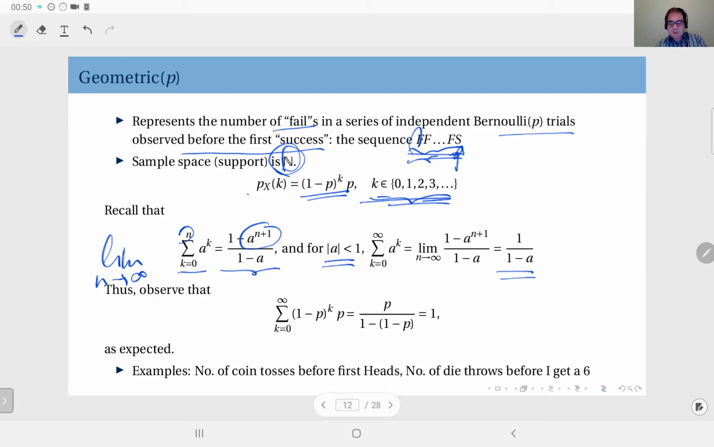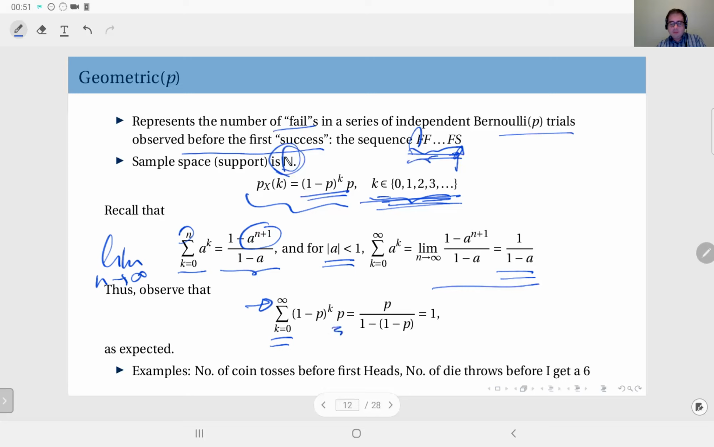Now, coming back to our PMF, you get (1 minus p) to the power k times p. If we add all probabilities in this PMF from k equals 0 to infinity, as you see, I'm including all probabilities. As I have stated, this is an infinite set. Assuming that p is not exactly equal to 0 and not exactly equal to 1, that makes 1 minus p in magnitude less than 1. So I can apply this result here.